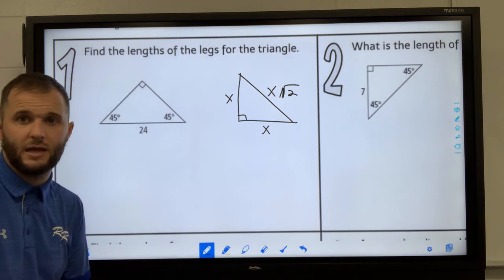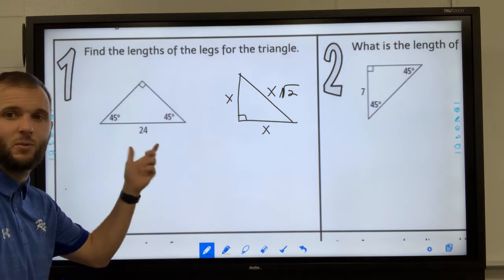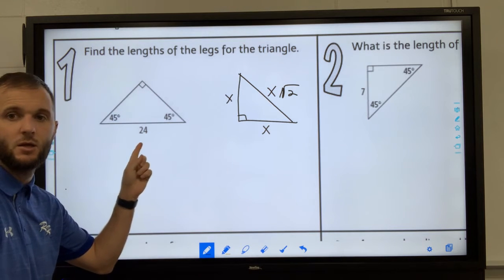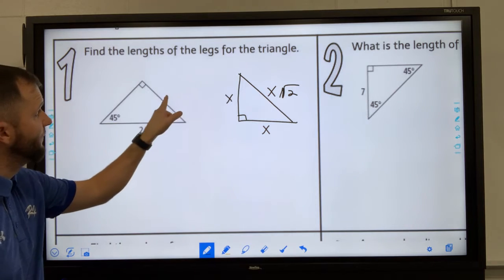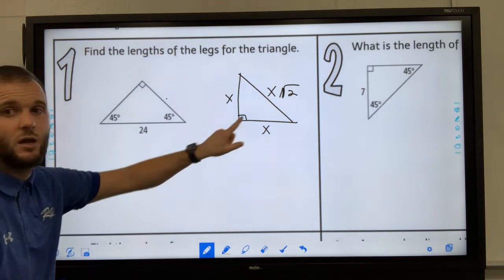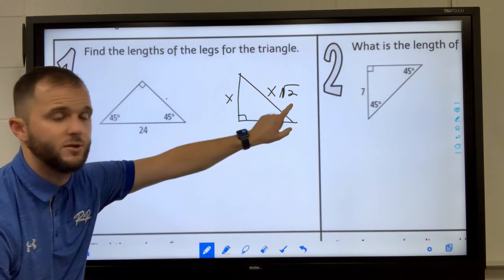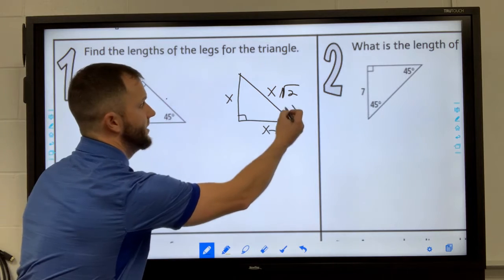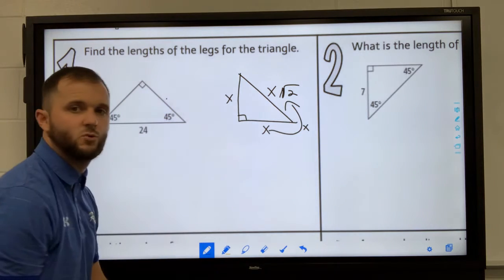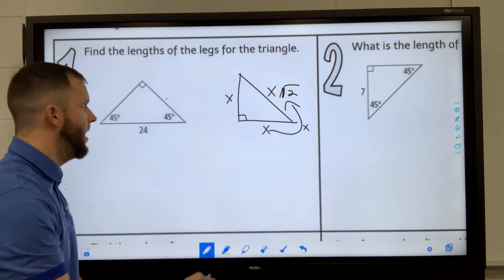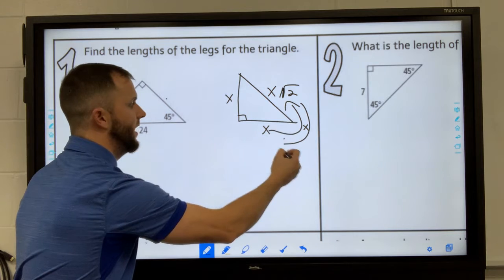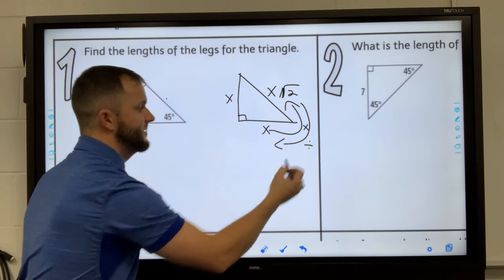In this example, I'm given the hypotenuse already. I know if I'm going from a leg to the hypotenuse, all I have to do is multiply by the square root of 2. So going from here to here, I multiply by the square root of 2, right? Now to go backwards, to go the other way, the opposite of multiply is divide.